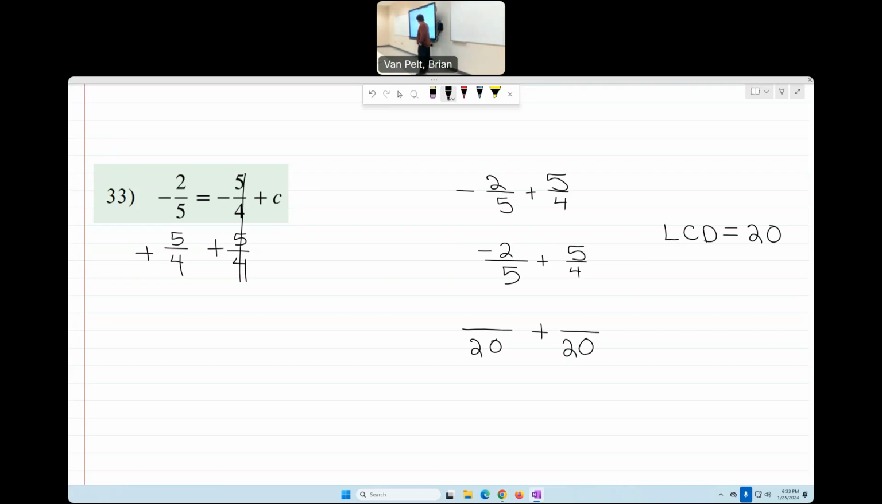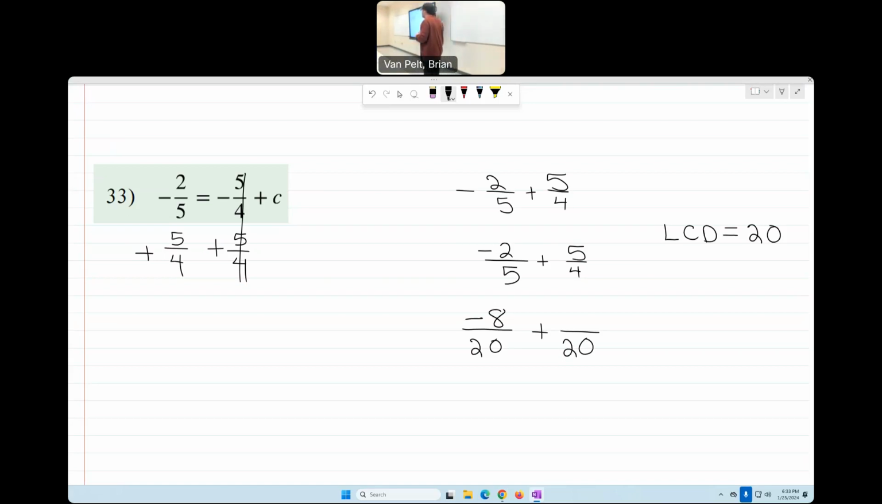So right here, this 20. How did I change that 5 to a 20? What did I do? I multiplied it by 4. So I have to multiply the -2 by 4 as well. So if I multiply -2 by 4, what is it? Negative 8. Are we okay there?